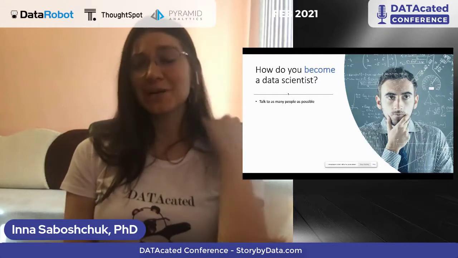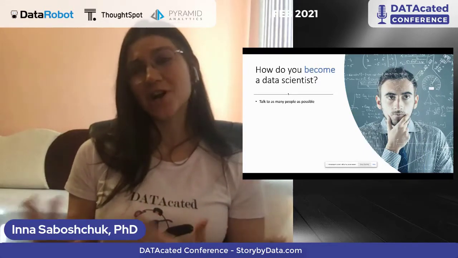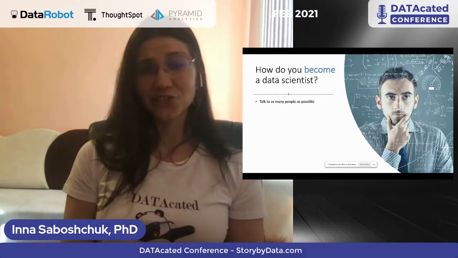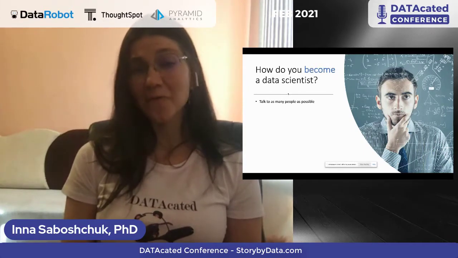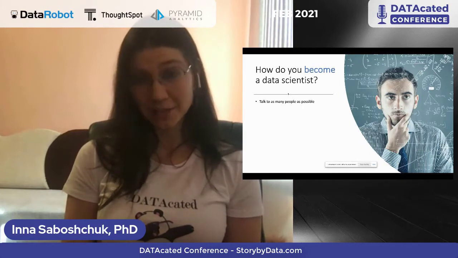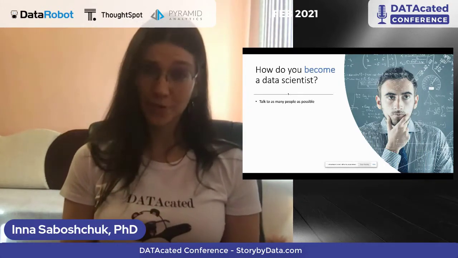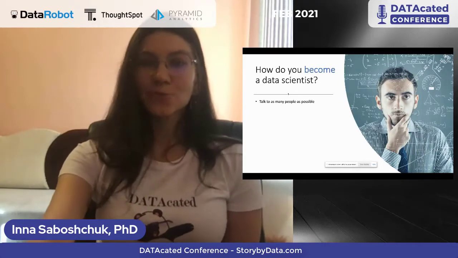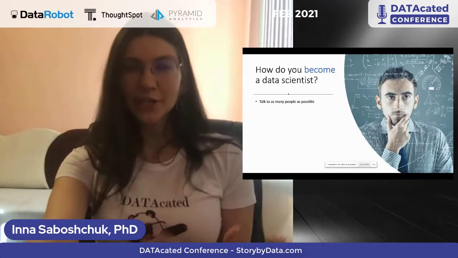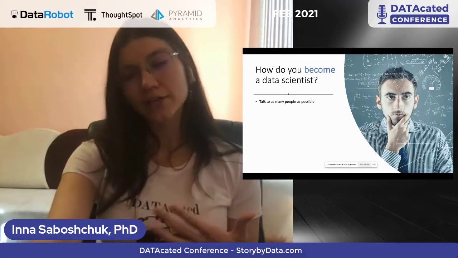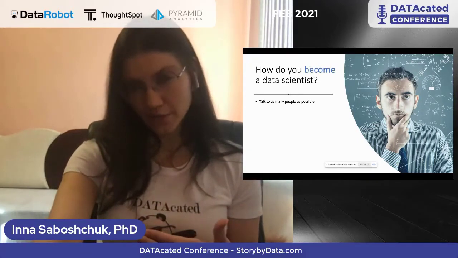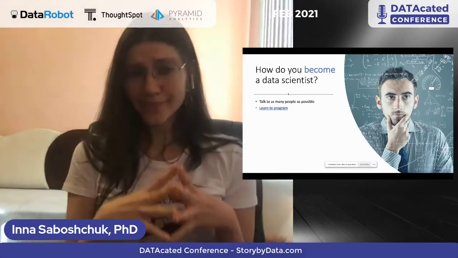So how do you become a data scientist? How do you start doing these things? So the first thing is talk to as many people as possible. Become very clear about what types of data science jobs are out there and what kind of job would be right for you. And once you have that clear and you look at job advertisements, you can sort of get a sense of what kind of job is appropriate for you and what kind of job you wouldn't be happy in.